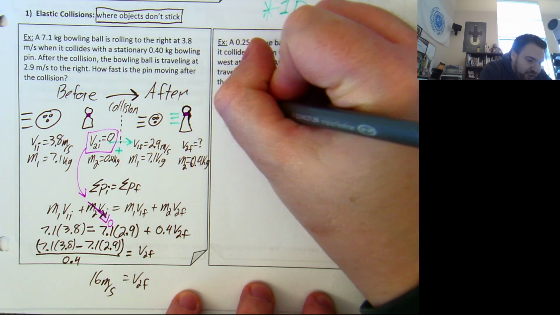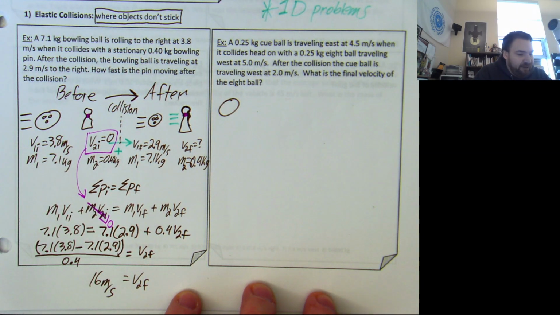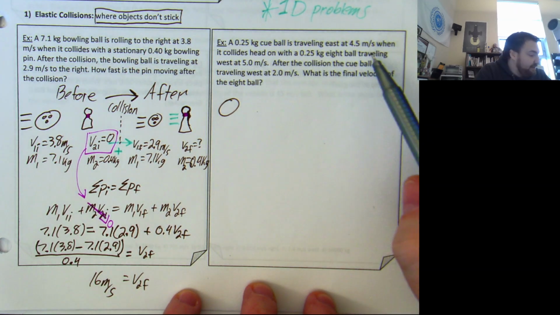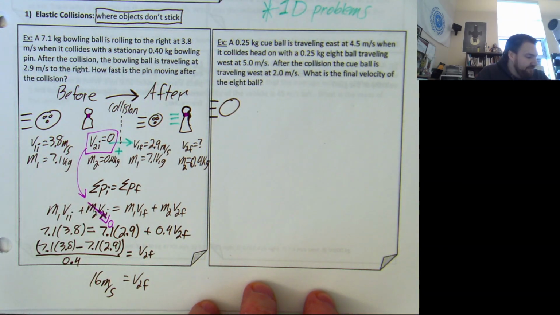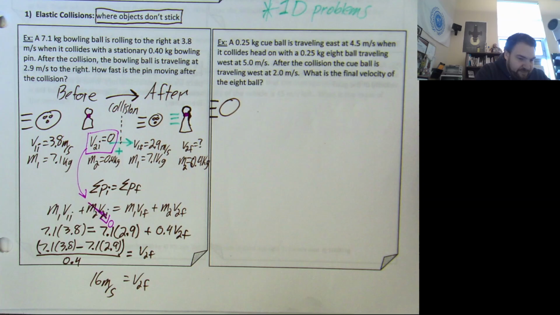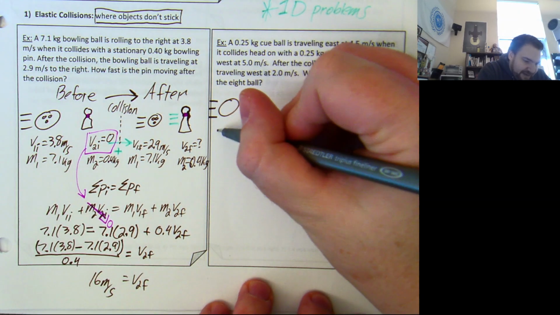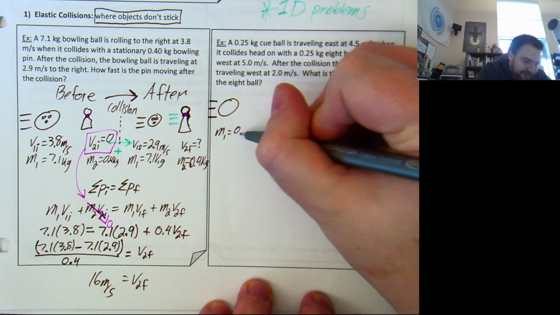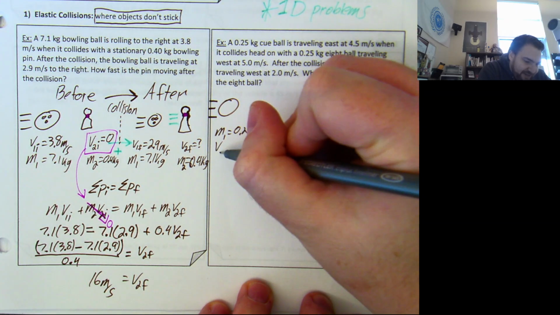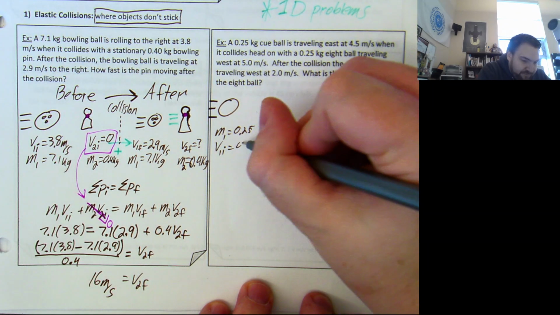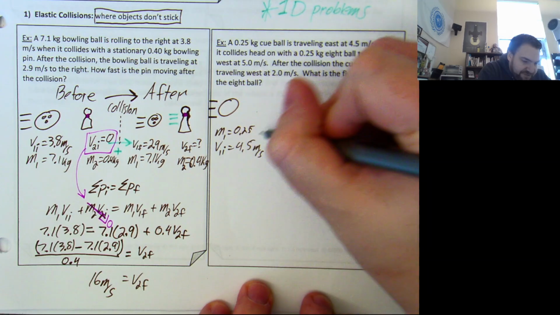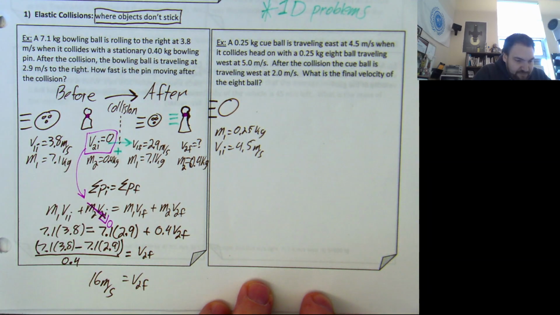We've got a cue ball. The cue ball is white. I'm not going to color that in. It's traveling east, so let's throw some speed lines heading that way. The mass of object 1 is 0.25 kilograms. The velocity of object 1 initially is 4.5 meters per second.